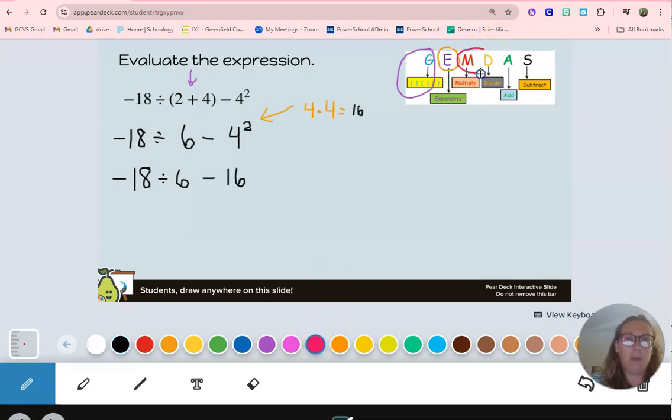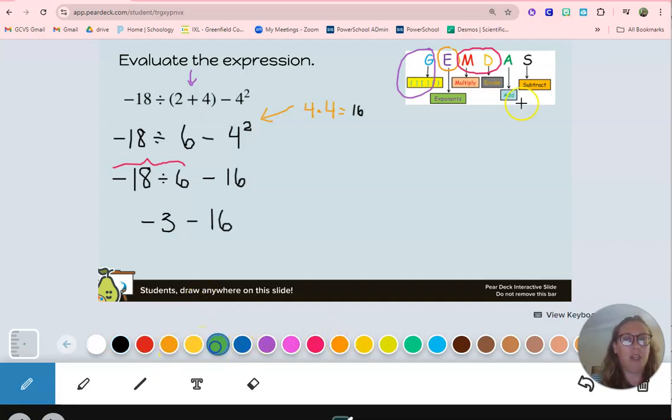So now we're going to focus on multiplication and division. I don't see any multiplication. I do see a division. We have negative 18 divided by 6 right here. Negative 18 divided by 6 is going to get us a negative 3. You can type that into your calculator to check. 6 goes into 18 3 times, and it is a negative divided by a positive, so our answer stays negative.